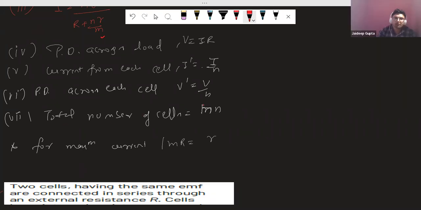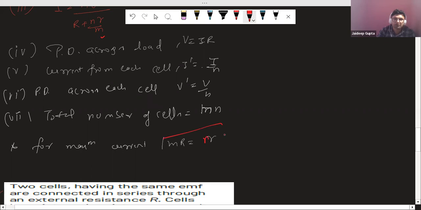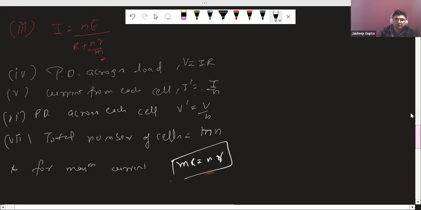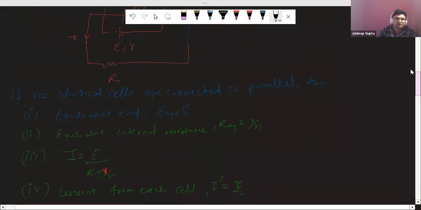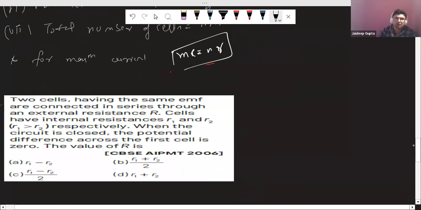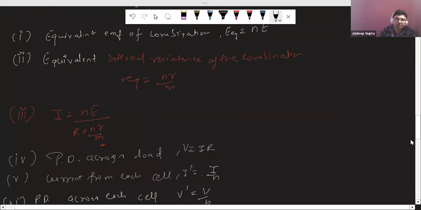Total number of cells equals M into N. For maximum current, just remember, MR equals NR. MR equals N for maximum current in the circuit. Again, you have to remember the formulas. Now, try this question.